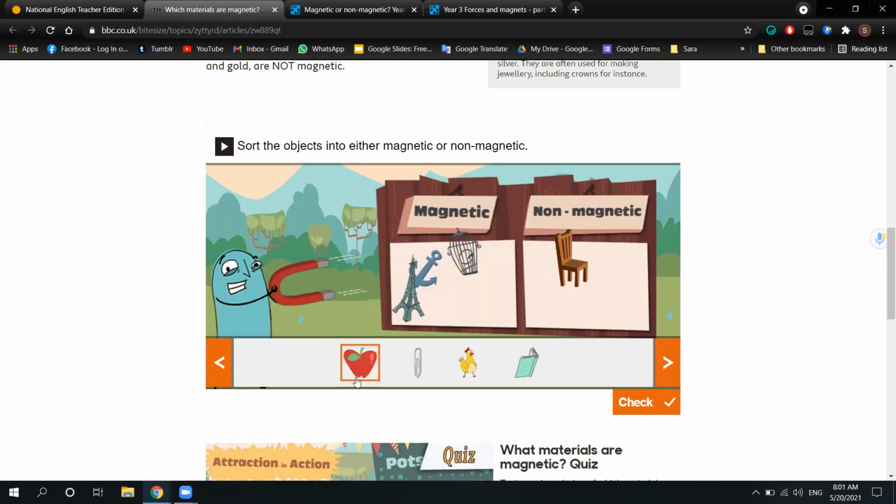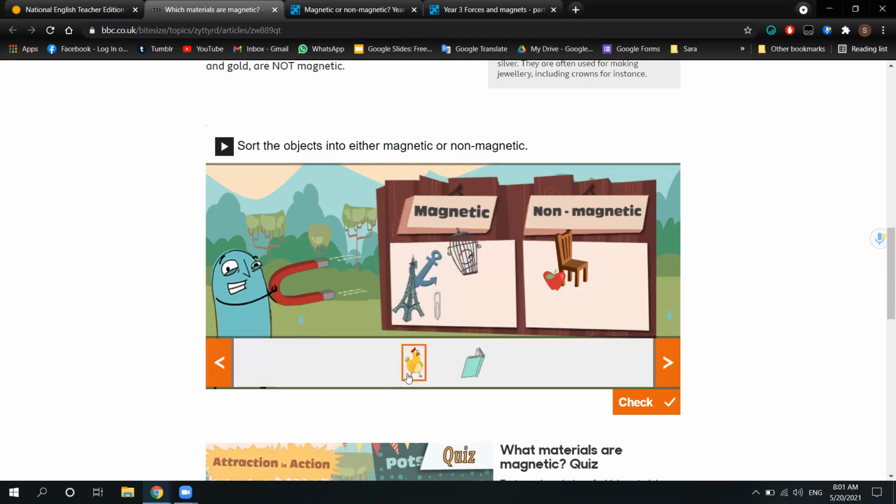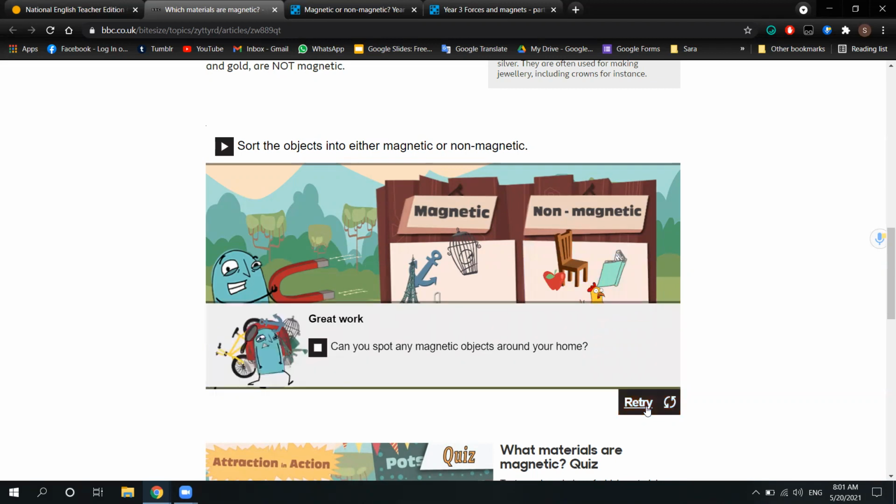And what about an apple? Is it magnetic or non-magnetic? Of course it's going to be non-magnetic. Okay, what about the paper clip? It's magnetic. What about the chicken? Is it magnetic or non-magnetic? Of course it's non-magnetic. What about the book? Non-magnetic. Let's see if my answers are correct. Ooh, yes.